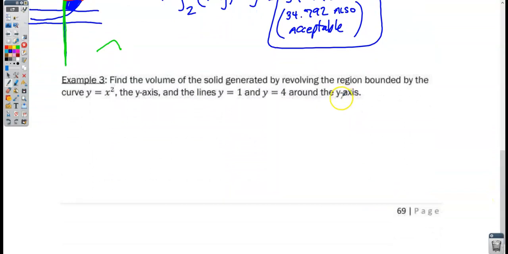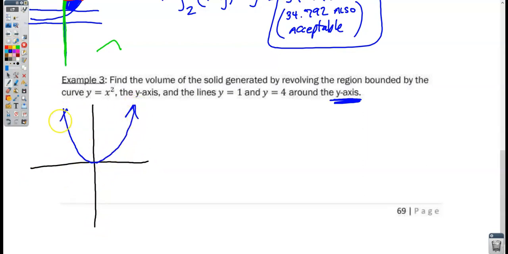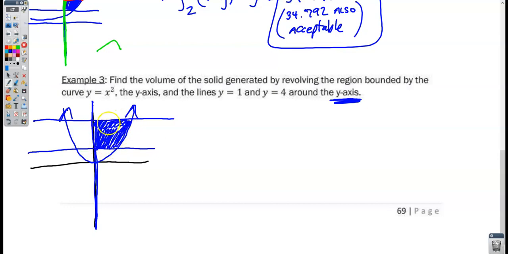All right, so we're going around the y-axis here, and this problem requires you to do a little bit extra in the process. First, I sketch my region. I've got y equals x squared, the y-axis, and the lines y equals 1 and y equals 4. Now, there's two regions that are formed here. We're only going to use one of them because if I take this region and revolve it around the y-axis, it's going to give me the same solid as if I took this region right here and revolved it around the y-axis. Even though my parabola is a little lopsided here when I drew it, it's going to create the same solid.